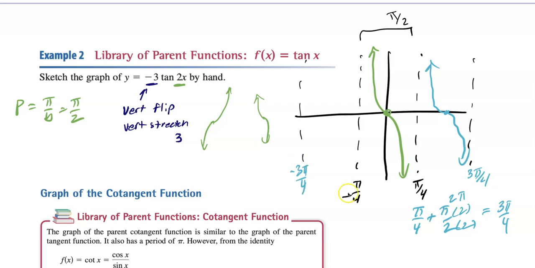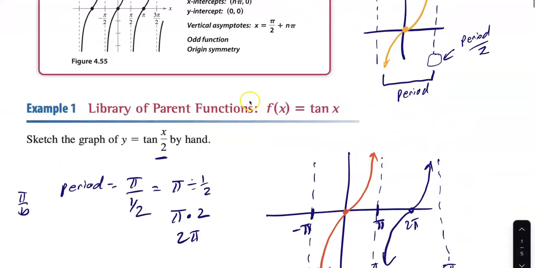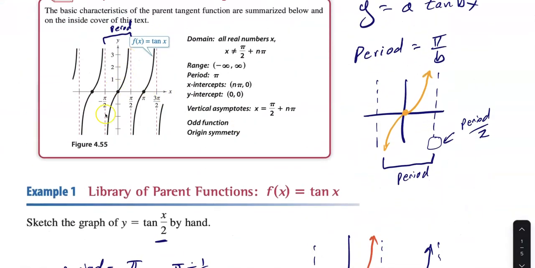Right, you just keep on subtracting. And then draw another one. So that's a tan graph. Keep in mind it starts in the middle. It's kind of like an x cubed graph. And then your period, the key thing here, the period is pi over b.